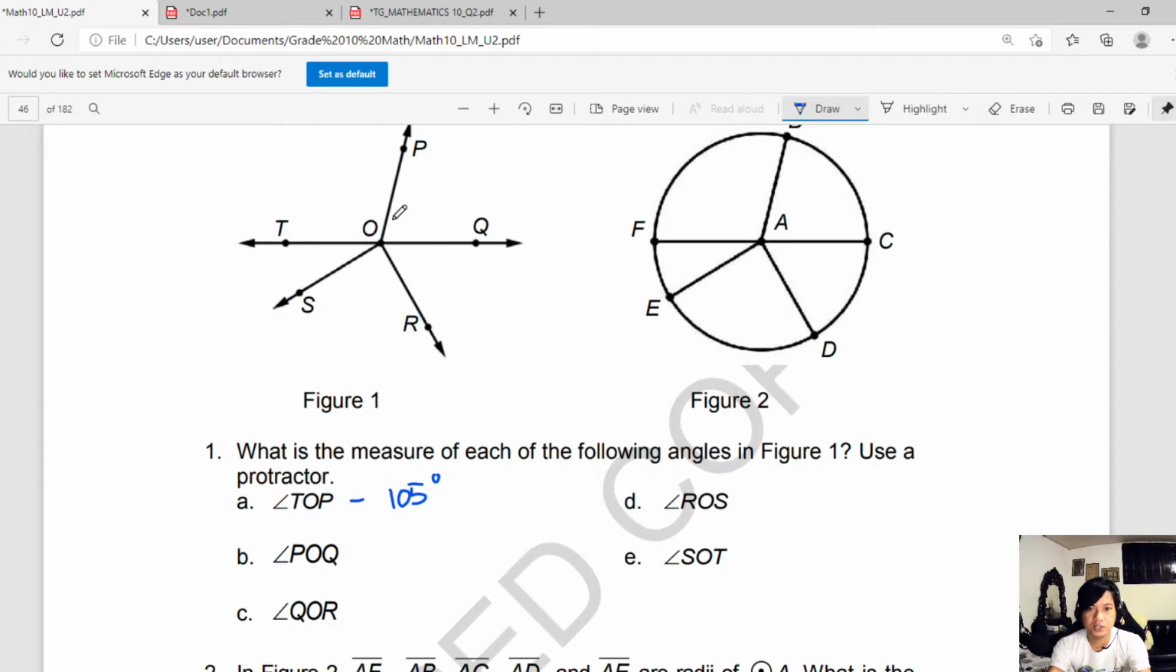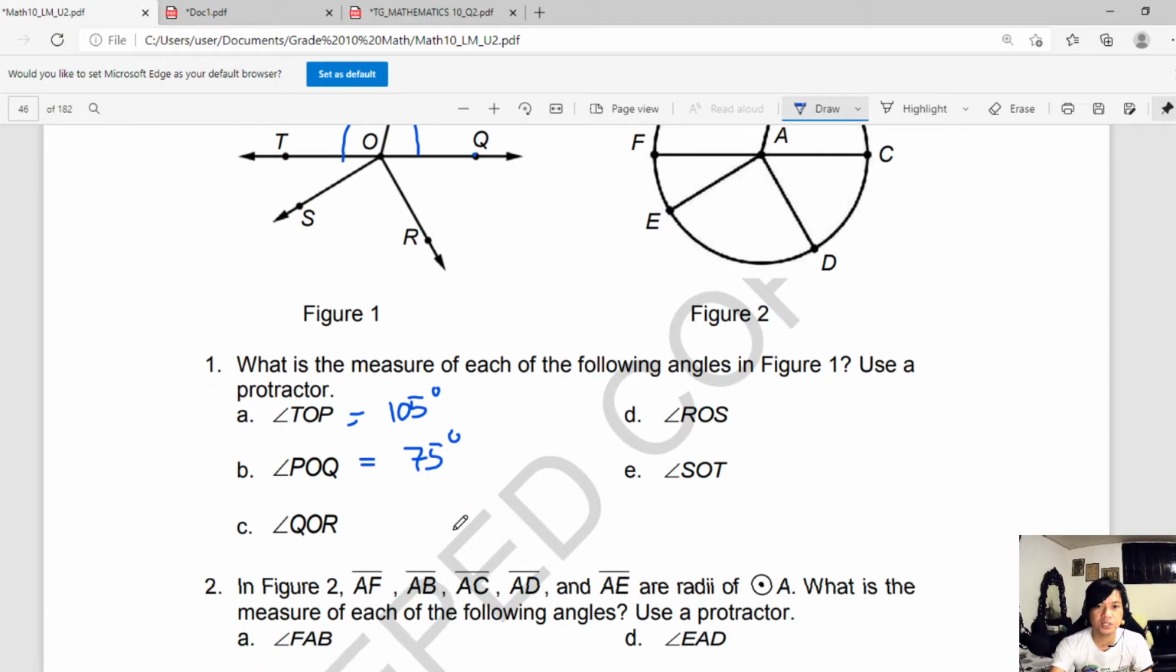Next one, yan yung measure ng TOP. So, the angle POQ. Dito naman sa kabila, pwede kayo mag-start dito. Actually, pwede nyo i-rotate yung inyong protractor. Kung gusto nyo, dito kayo mag-start, dito yung katapat yung 0, papunta doon. Or pwede rin dito kayo mag-start, dito yung 0. Ito yung hinahanap nyo na measure niya, kung saan siya nakatapat. So, the measure of angle POQ is equal to 75 degrees.